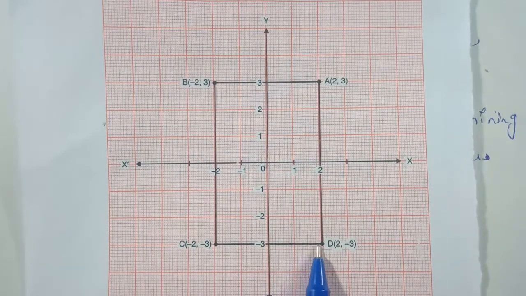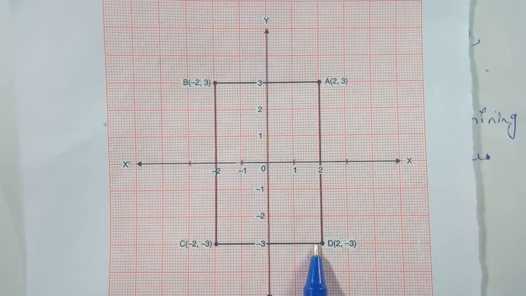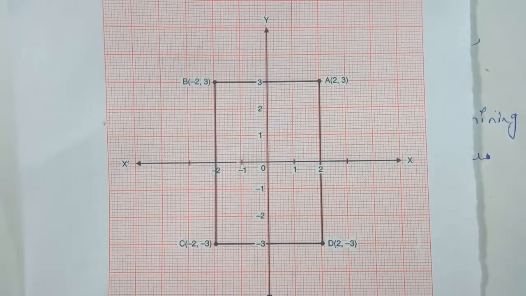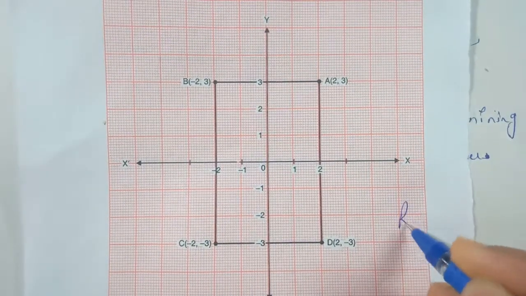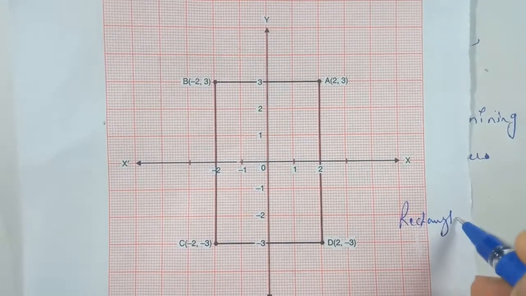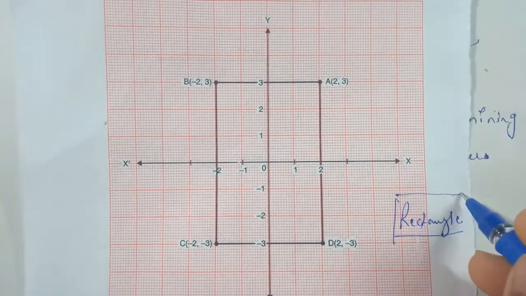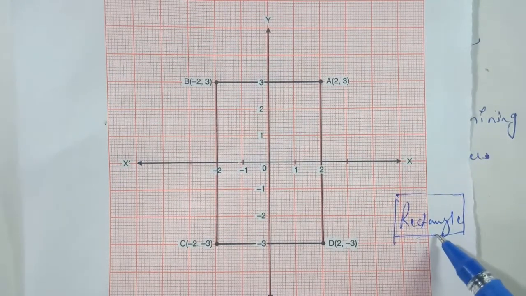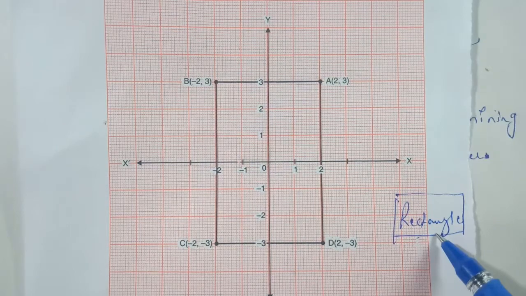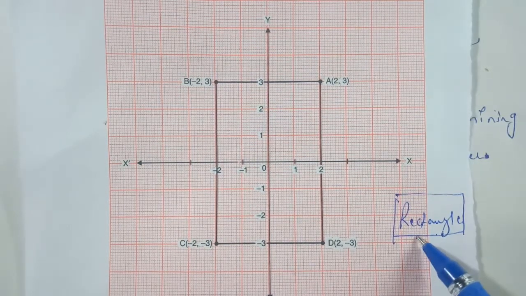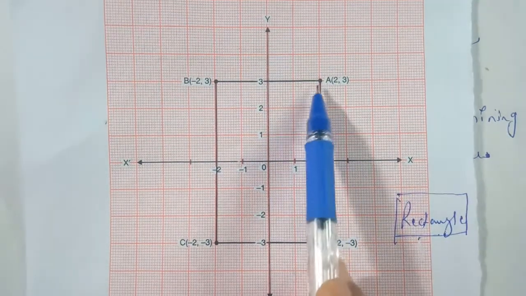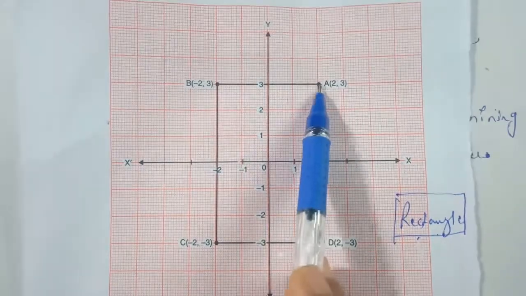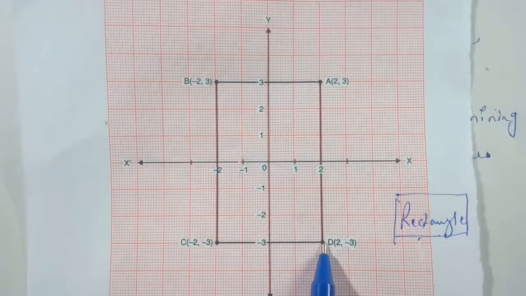This figure, by observation we can tell what type of figure it is. Easily you can observe it is forming a rectangle. But we have to verify why it is a rectangle. We know that in a rectangle opposite sides are equal and each angle is 90 degrees. So let us check the measurement of opposite sides. AB is opposite to the side CD. So let us check the measurement of AB and CD through the graph.